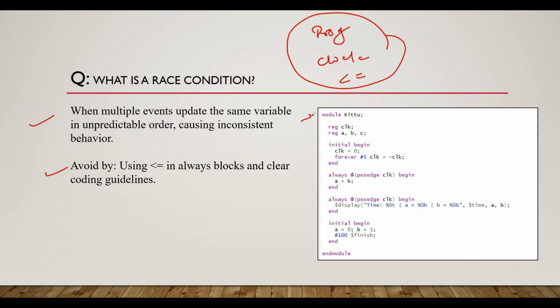Suppose here I have written one module. I have considered one module named kit2, and then I have considered reg clock and reg A, B, C, three variables. Now I have generated one clock. Now here you can see in the always block I have written A is equal to B. So here our compiler will get confused about which value should be updated. A is equal to B means both statements are executed in the active region, so it will create some race condition. That's how your race condition has been created, and these are the practical ways to avoid the race condition.